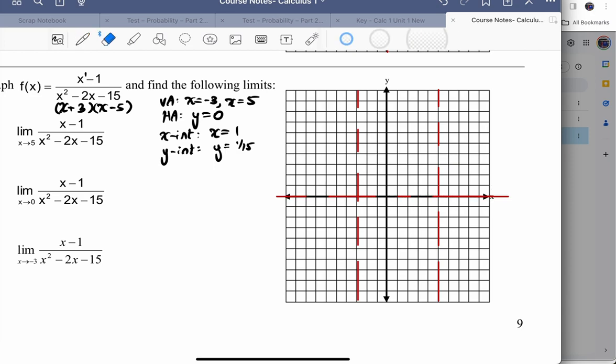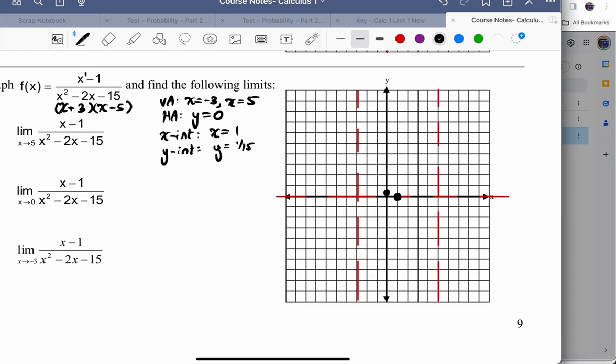Horizontal asymptote, maybe not the most visible thing in the world. Get my x-intercept at 1. X-intercept at 1, yeah. Y-intercept at 1/15, and like a smidge here.